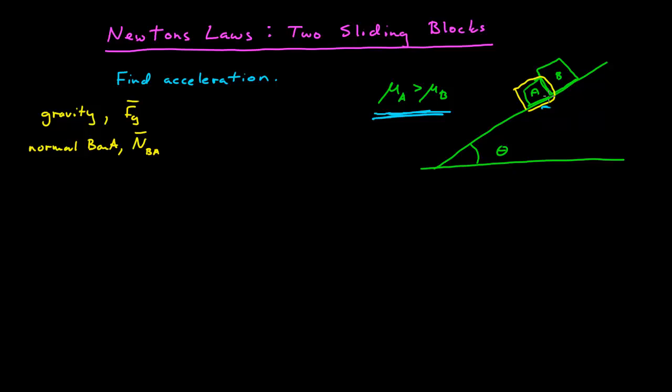But the contact force between the ground and A, I'm going to break up into a normal force and a frictional force. The ground is going to have a normal force of the ground on A, and then the frictional force of the ground on A. I have the subscript BA to distinguish between the normal force of B versus the normal force of the ground. Okay, so given those four forces, I can now do a free body diagram.